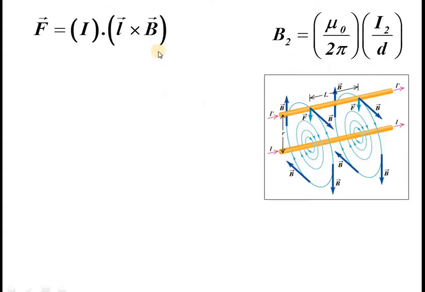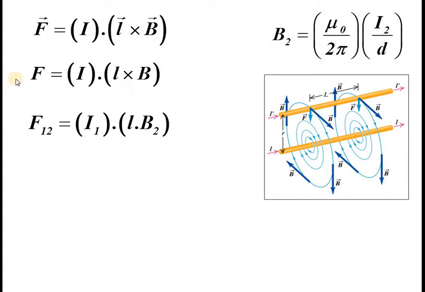So what happens? We have this L cross B, which you can now change into scalar form for convenience, because L and B are mutually perpendicular. L is like this and B is like this in the wire. So L cross B will be LB sin 90, sin 90 is 1, so L into B is placed here. Now we can make it more specific.